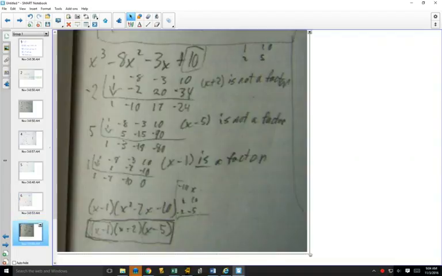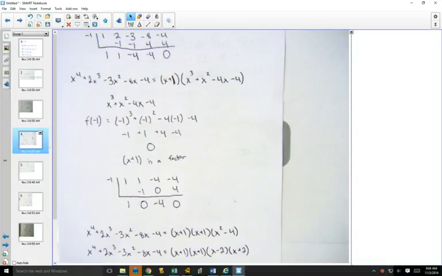This is the second one. This is the last one. This is the second one.